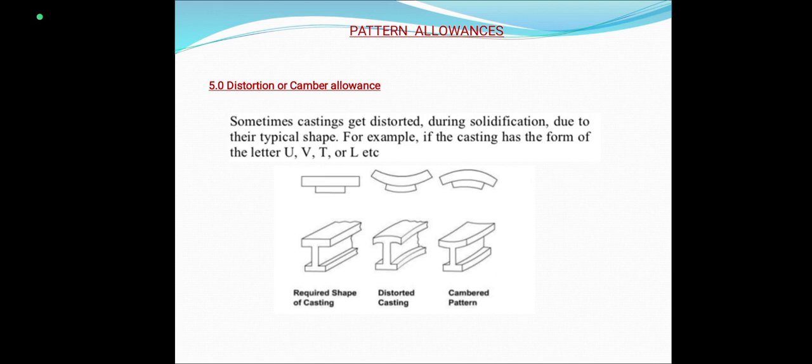Distortion or camber allowances. Sometimes castings get distorted during solidification due to their typical shapes. For example, if the casting has the form of letter U, V, T, or L, etc.